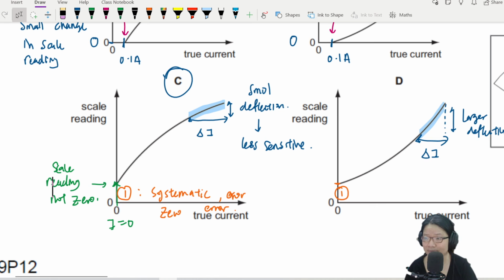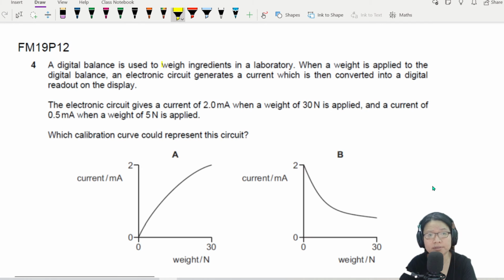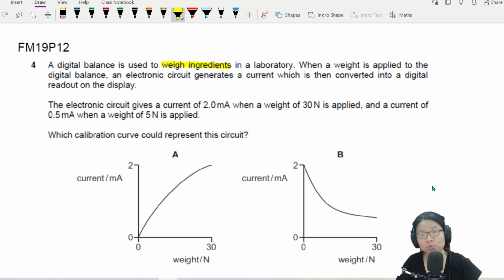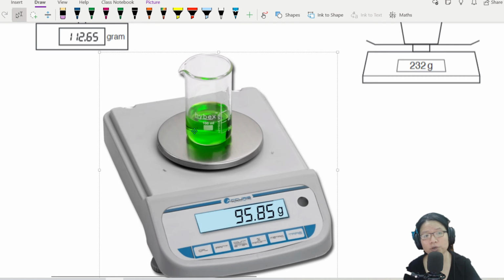There will be this question. Last question regarding the calibration curve. Here we have a digital balance, used to weigh ingredients in the laboratory. When the weight is applied to the balance, an electronic circuit generates a current, which is then converted to a digital readout on the display. If you have no idea what a digital balance looks like, I'll show you a picture. This is a digital balance. When you put whatever you are measuring on top of it, it will change certain properties in the circuit, converting it to an electrical signal to give you this readout.